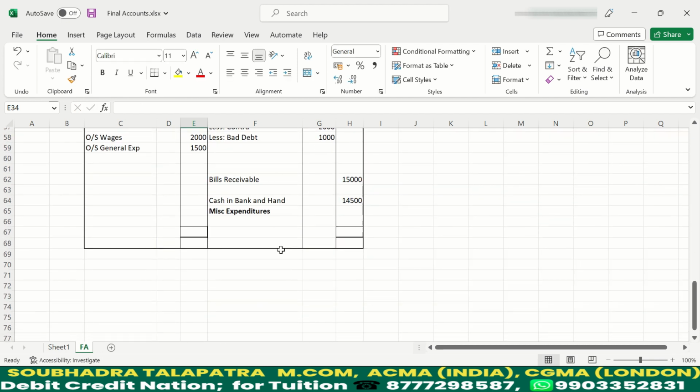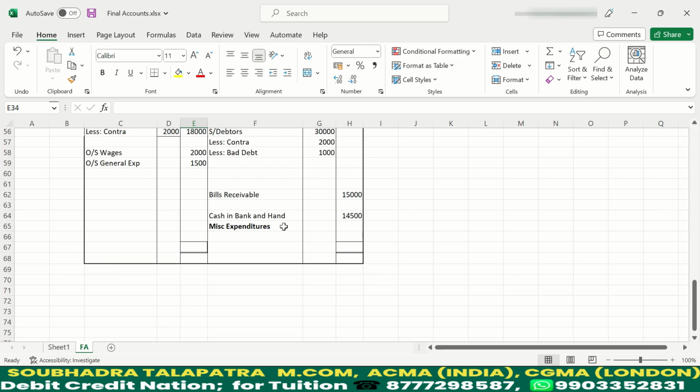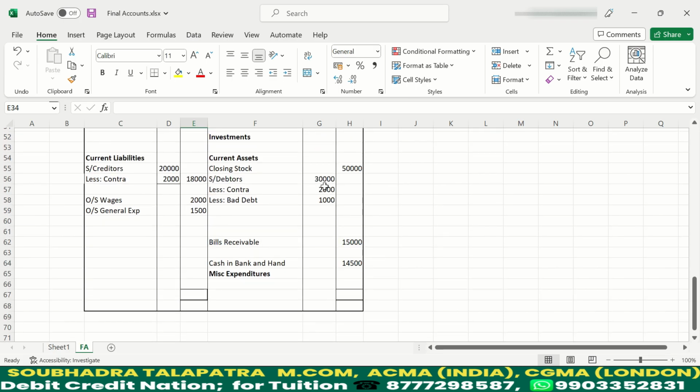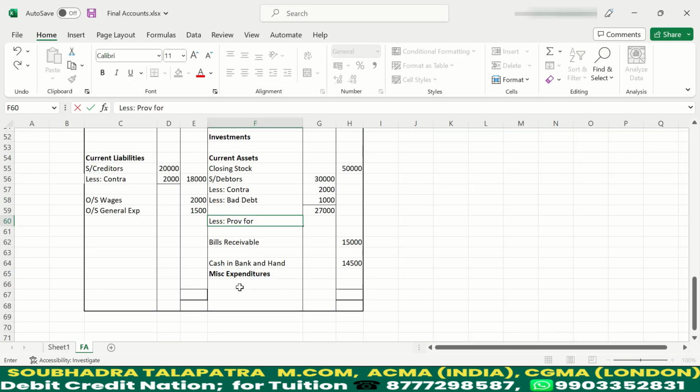Now the last adjustment I have is to create a provision for doubtful debt at 10% on sundry debtors. So now find out the closing balance of debtors. If I find out the closing balance of debtors, it is equal to 30,000, my initial balance, less there is a contra of 2000, less there is a bad debt of 1000. So this is my closing balance. Now less provision for doubtful debt. Okay, what is that?